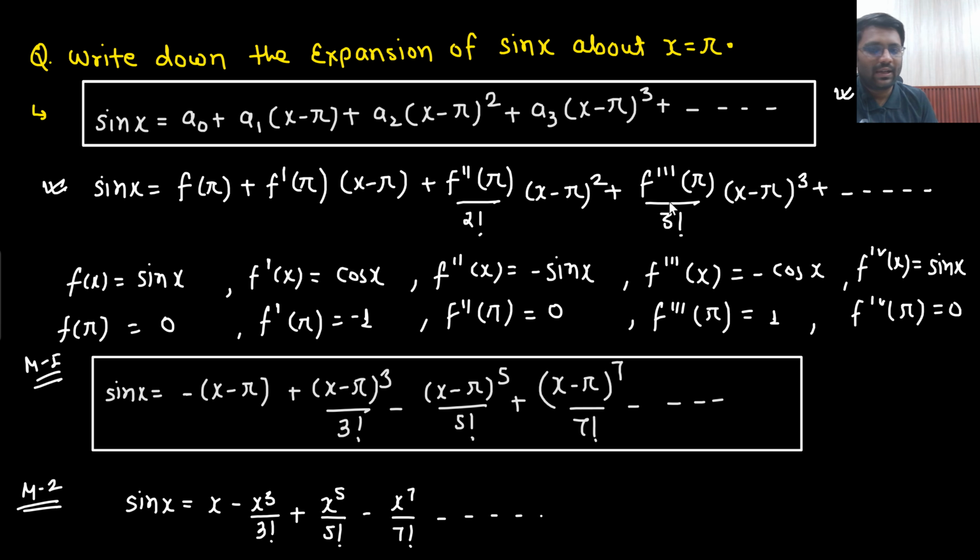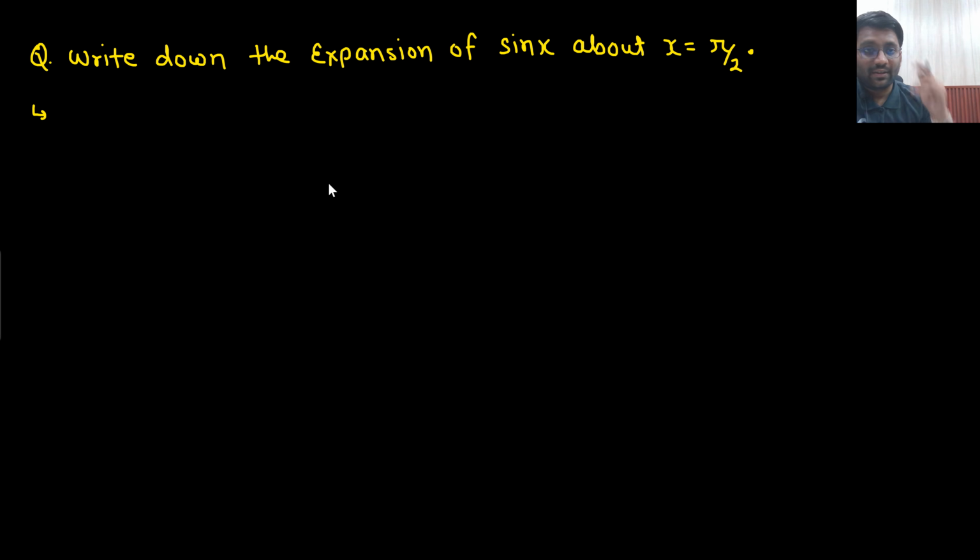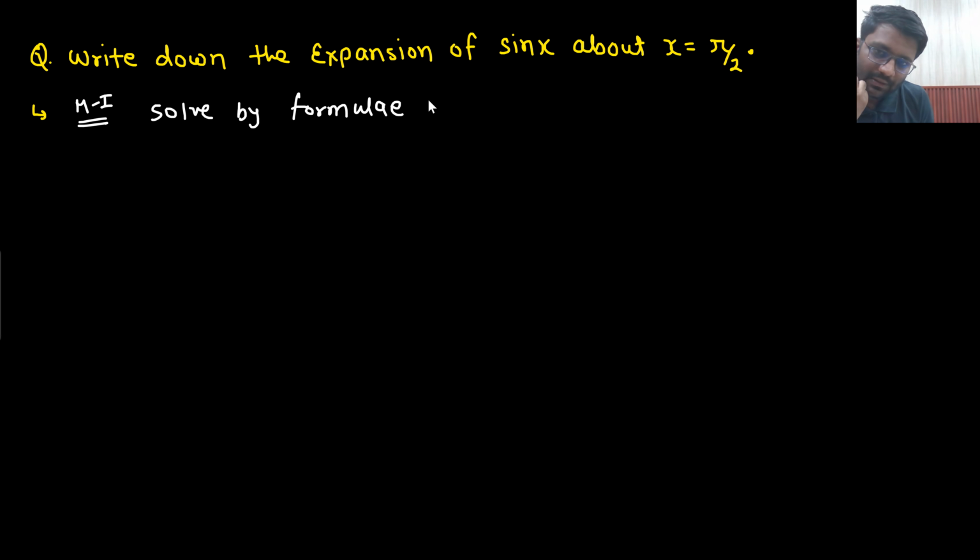If you solve by this formula, then it is very easy. Solve by the formula, you will get the answer very easily. But solve by the intuition. What is method 1? Solve by formula. That's up to you. You can apply the formula and you can get the answer. Then method 2, intuition.